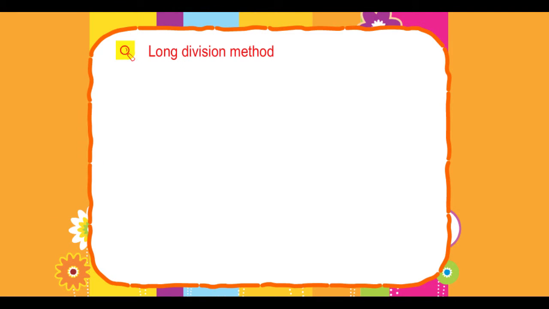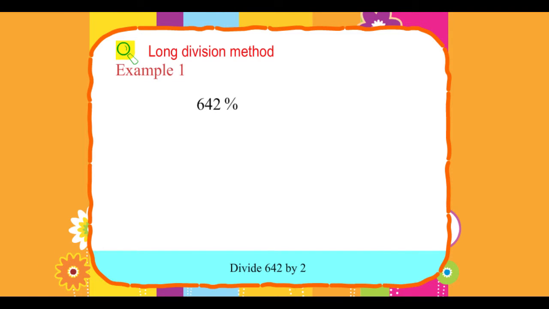Long division method. Example 1. Divide 642 by 2. Step 1. Arrange the dividend and divisor as divisor 2 and dividend 642.